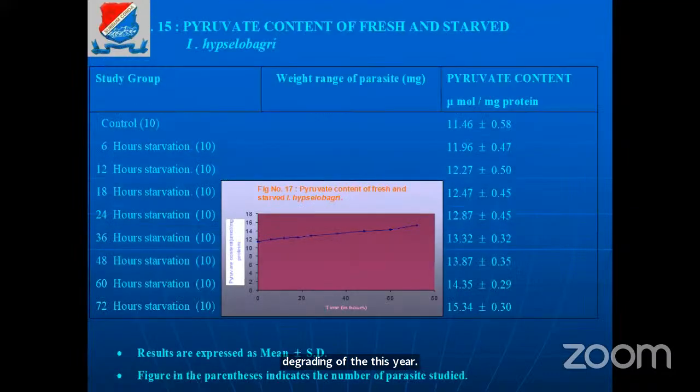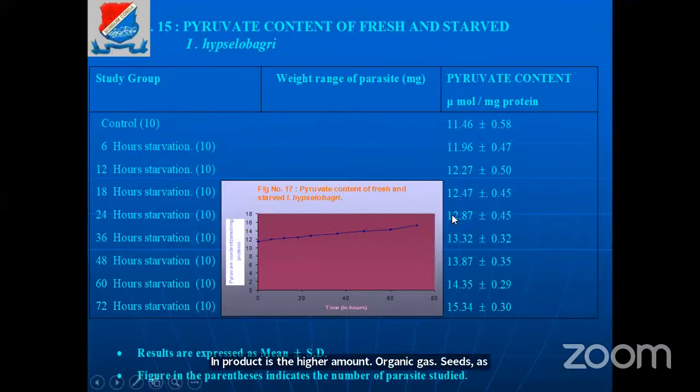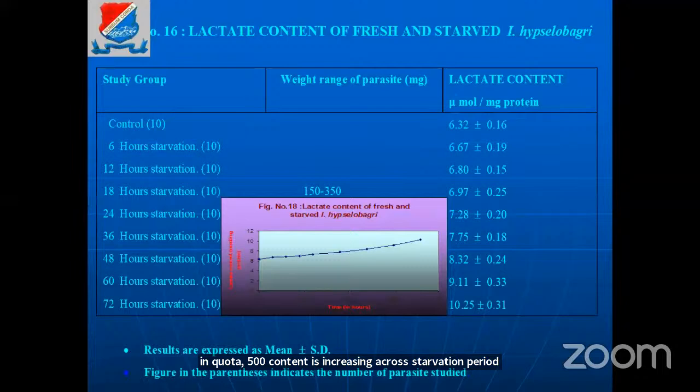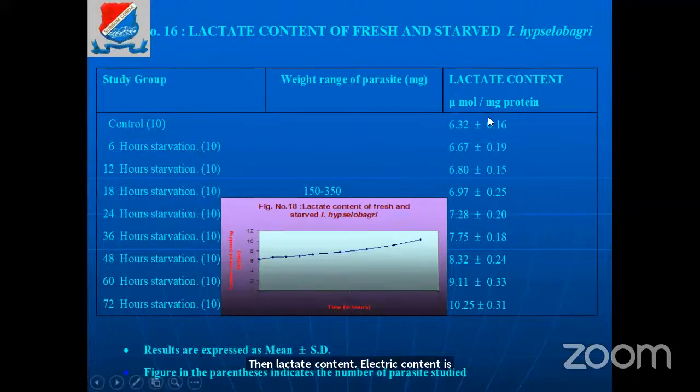Then we want to know about the pyruvate content. That is the end product. We want to study what type of end product. End products are increasing after the metabolism of carbohydrate. The end products are higher amounts of organic acids. Pyruvate content is increasing after the starvation period. Then lactate content is also increasing during the starvation period.